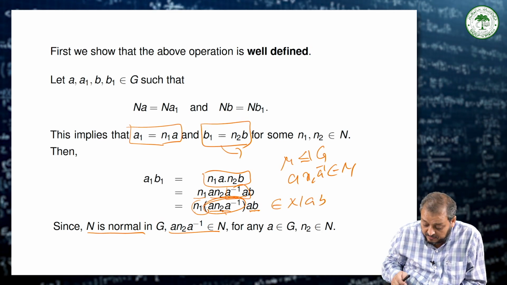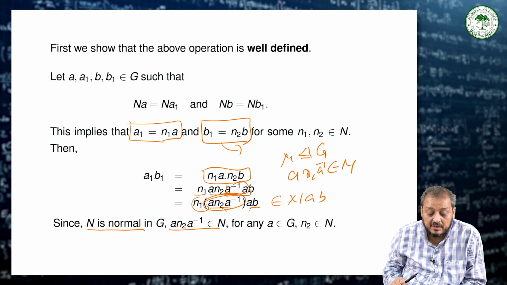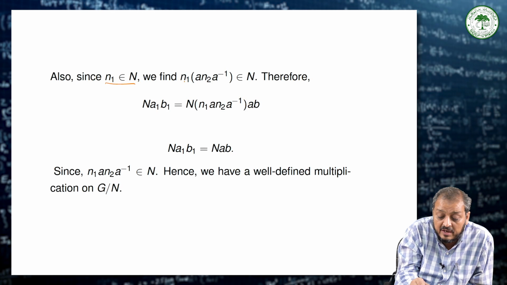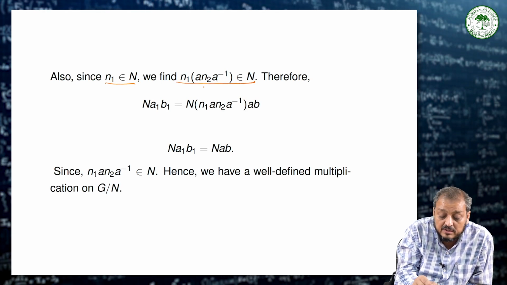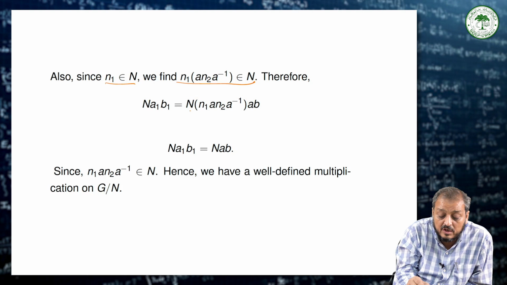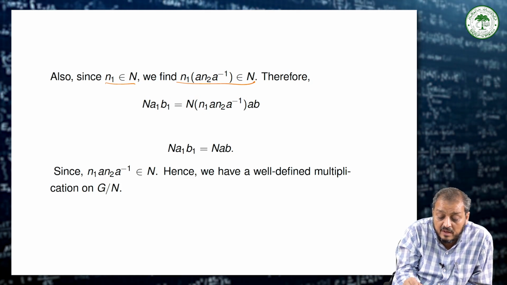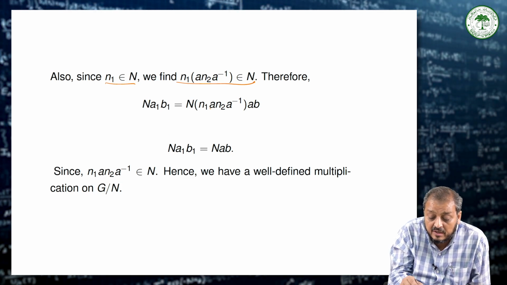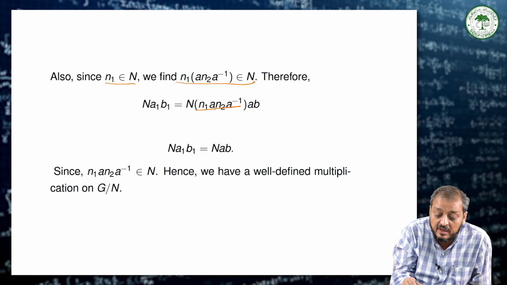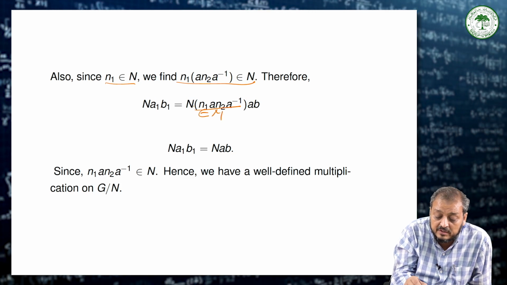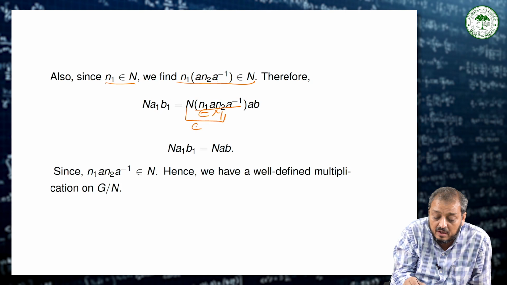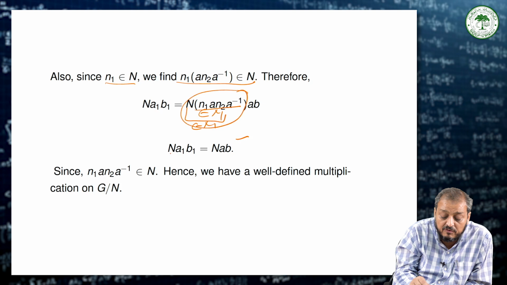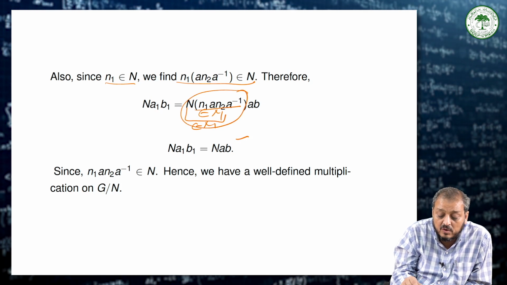This can be written in this form. Since n1 is in N, n1 times this is also an element of N. Therefore N(a1b1) can be written in this form, equal to ab, and this whole thing belongs to N, so it is again N. Then this is clearly N(ab). So N(a1b1) = N(ab).